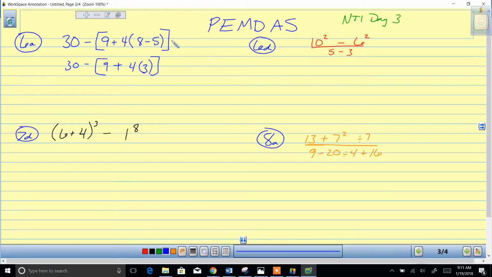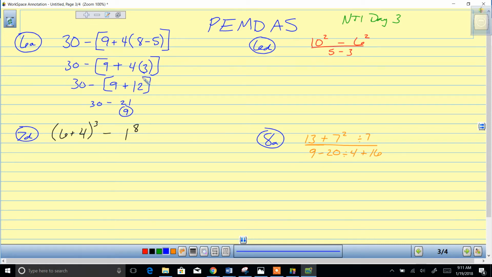We do multiplication before addition, so 4 times 3 is 12. 12 plus 9 is inside the group. We still have the 30 to take away. 9 and 12 make 21. And when you take 30 minus 21, you get 9. So for the answer on 6A, you should have 9.